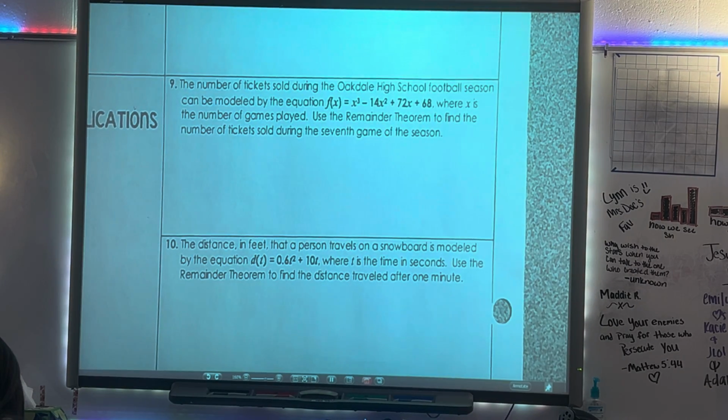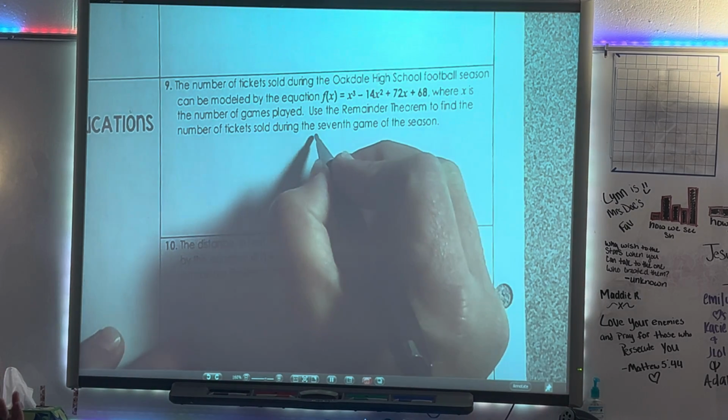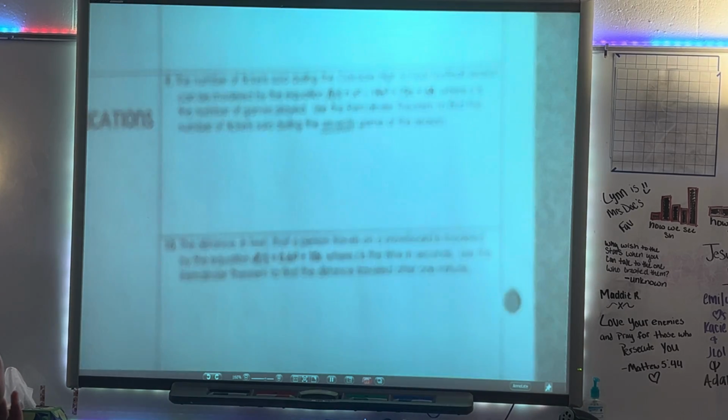Sometimes those are the ones that give you a little bit of an issue. So it says the number of tickets sold during the Oak Ridge High School football season can be modeled by the equation x cubed minus 14x squared plus 72x plus 68, where x is the number of games played. Use the remainder theorem to find the number of tickets sold during the 7th game of the season. So if I want the 7th game of the season, then I'm just going to divide that by 7.